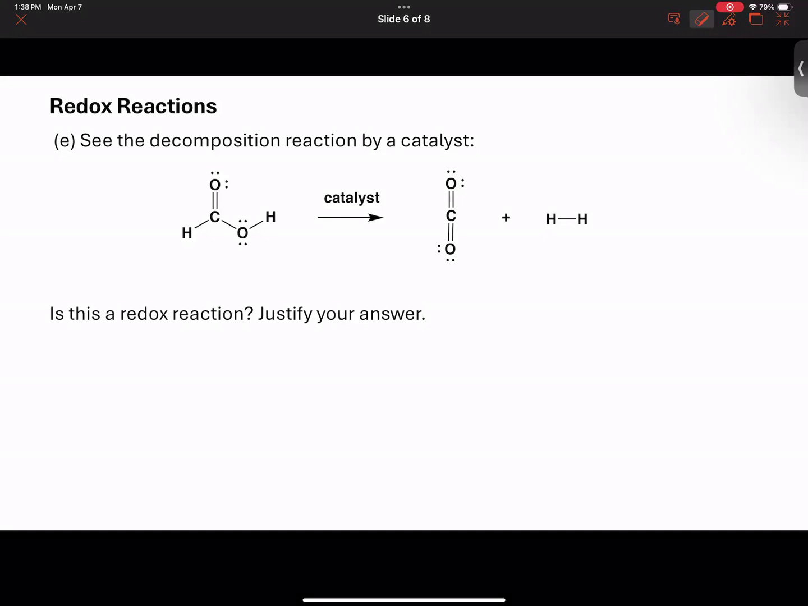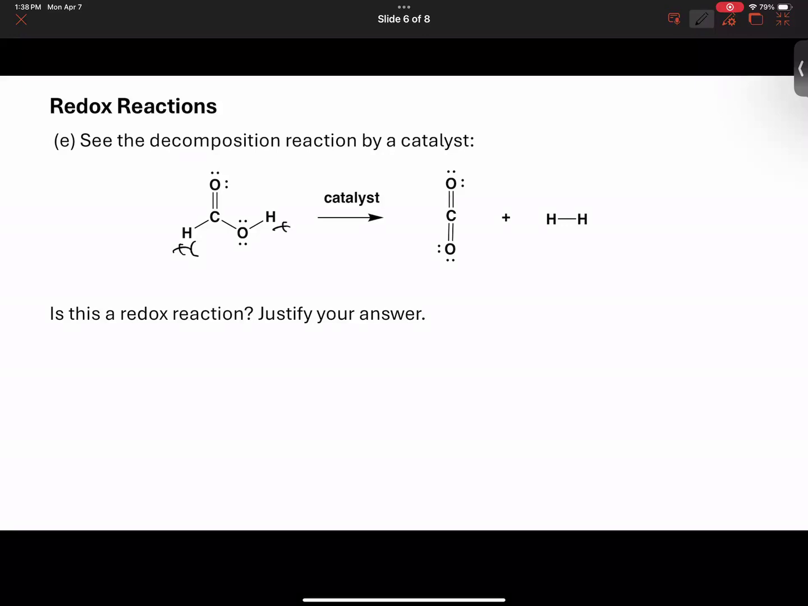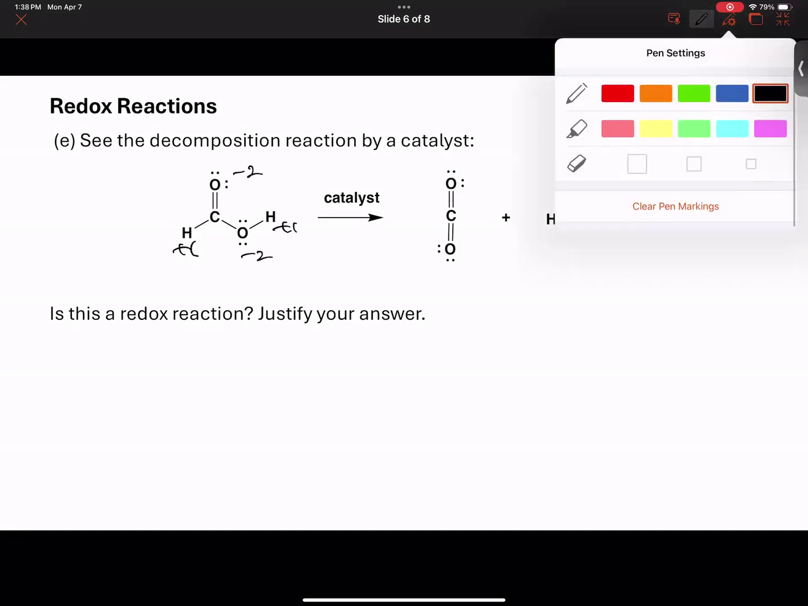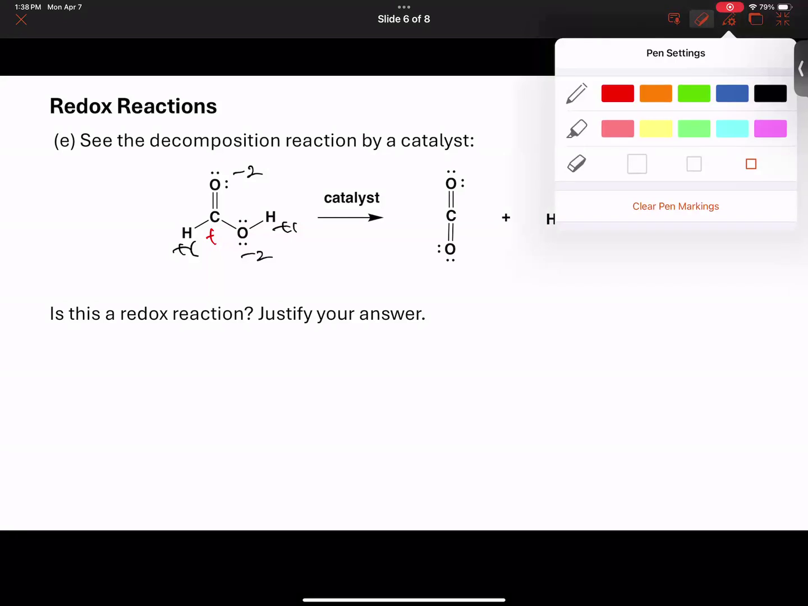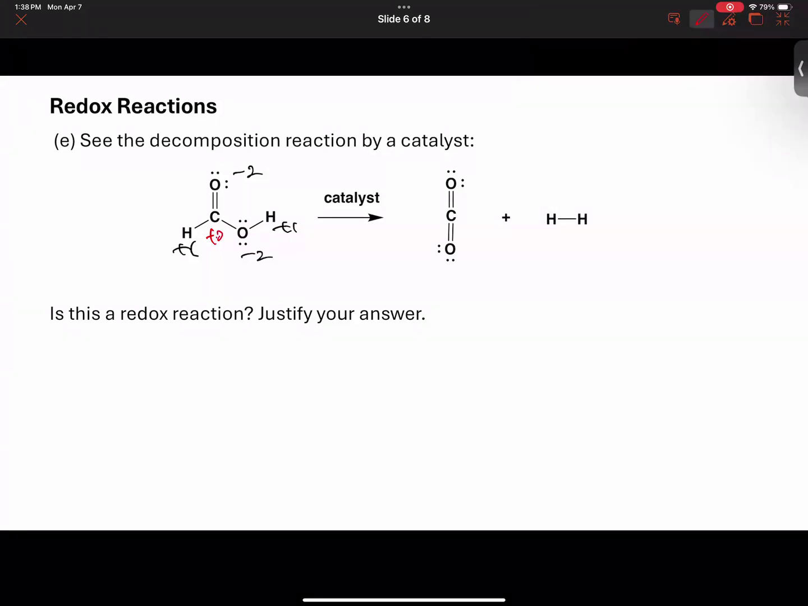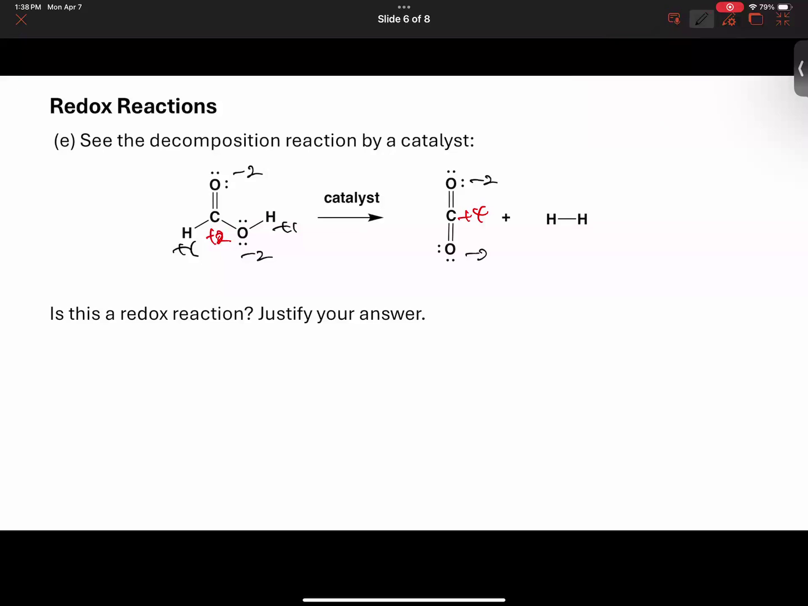So now let's assign the oxidation numbers. Hydrogen is almost always +1 in a compound. Oxygen is -2. Let me correct it. The carbon in methanoic acid is +2, because it is right next to 1 hydrogen and two oxygens. When you add up all the oxidation numbers, it should be 0. And let's look at the carbon in carbon dioxide. Here it is +4 because the oxygen is -2, and when you add up everything, it'll be 0. And hydrogen is 0 because it's an element.